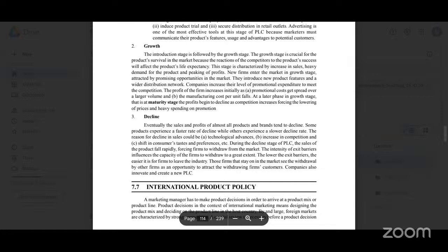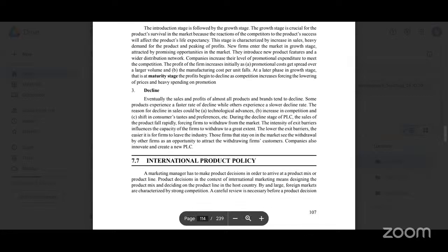And finally, we have the decline stage. This is where most products end up. That is, they tend to decline, with the sales and profits of all products and brands reducing over a period of time. This may be escalated in some instances, or it may be prolonged over a long period as new technology or new products come which replace this existing technology. So the product experiences a faster rate of decline, where some experience a slower rate. This could be due to technological advances, increase in competition, shift in consumers' tastes and preferences, etc.